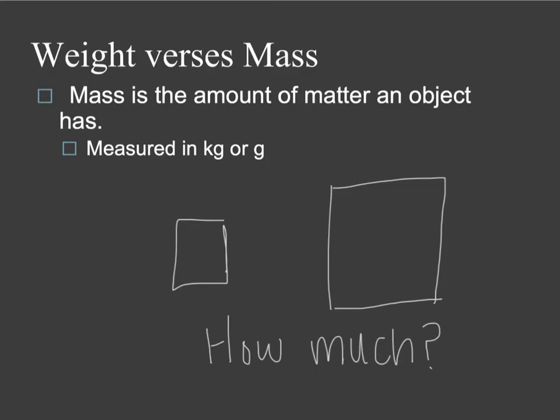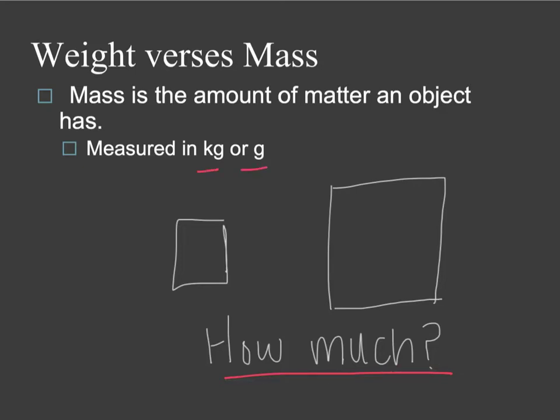So first we're going to talk about weight versus mass. Mass is the amount of matter in an object, okay? How much matter it has. We always measure mass in kilograms or grams. So if you look at these two boxes and we wanted to know how much, that is really the key word there. If you're asking a question where it's how much of this do you have, that is kilograms or grams.